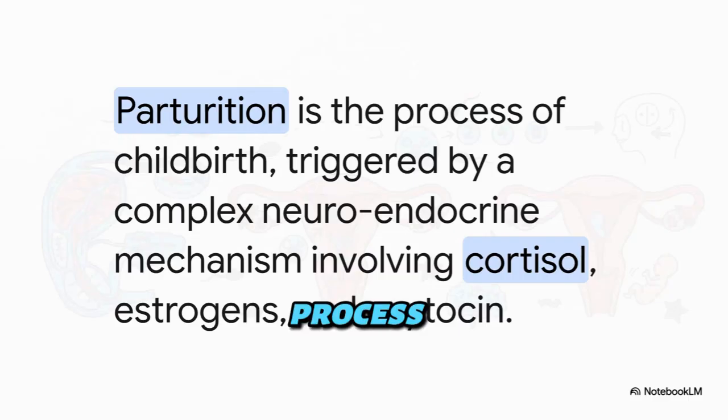And that whole process of childbirth has a scientific name, parturition. It's called a neuroendocrine mechanism, which is just a fancy way of saying it's a complex conversation between the nervous system and the endocrine or hormone system. It's a cascade of signals involving cortisol, estrogens, and of course a whole lot of oxytocin.